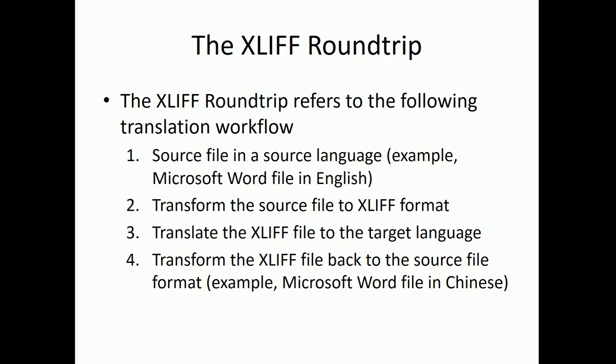Okay, so there are four steps in this workflow. Step one, a source file in a source language, for example, Microsoft Word file in English. Step two is you transform the source file from, in this case, Microsoft Word into XLIF. Then you hand the XLIF to the localization service provider. They translate the XLIF into a target language. Let's say that our source language was English and our target language was German. So now the XLIF is translated back into German, and then we transform the XLIF back into its source format.